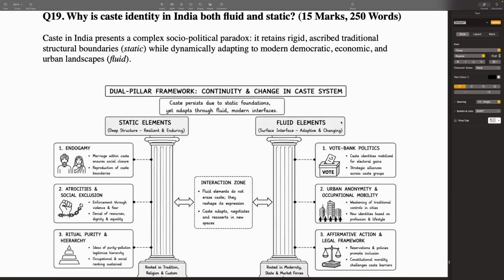Why is caste identity in India both fluid and static? Caste in India presents a complex socio-political paradox. It retains rigid, ascribed traditional structural boundaries, static, while dynamically adapting to modern democratic, economic, and urban landscapes. Fluid.